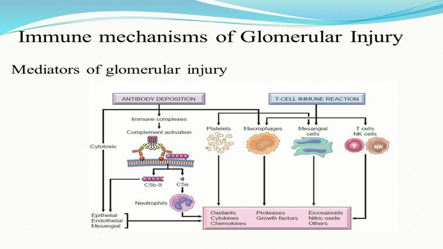So this is the diagram showing you the mediators, the cells, and along with that the cytokines and the growth factors. For the antibodies, there is immune complex formation, complement activation, leading to membrane attack complex, leading to the proliferation of the cells. In the T cell mediation, you will have platelets, macrophages, mesangial cells, K cells and NK cells.